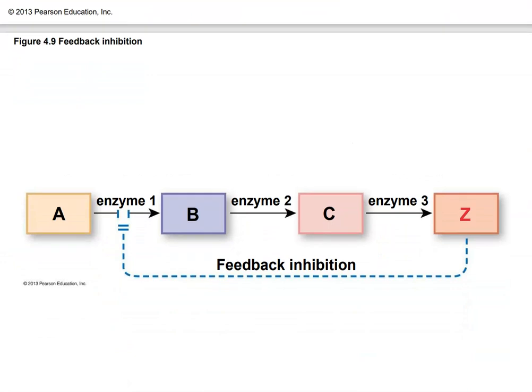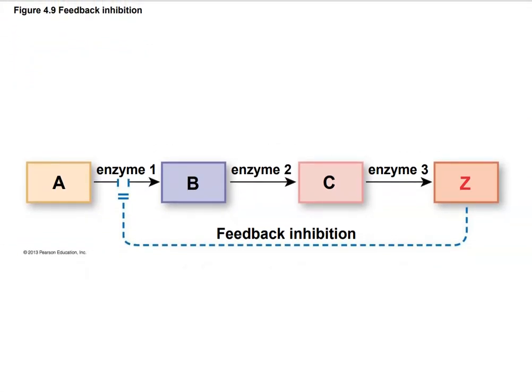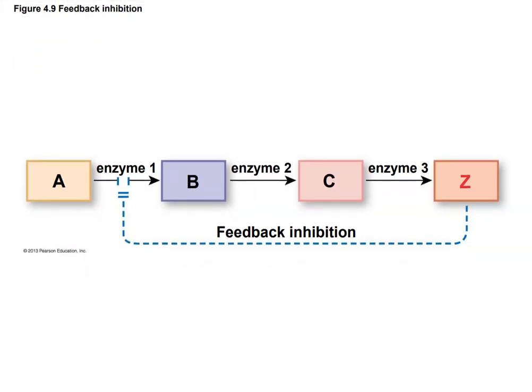And here's a very popular way of how cells regulate their metabolic activity. So here you have a metabolic pathway of A to Z. So we have lots and lots of steps in between. And basically, for every step, we need a different enzyme. Enzyme 1 will get us from A to B. Enzyme 2 will get us from B to C, and so forth.